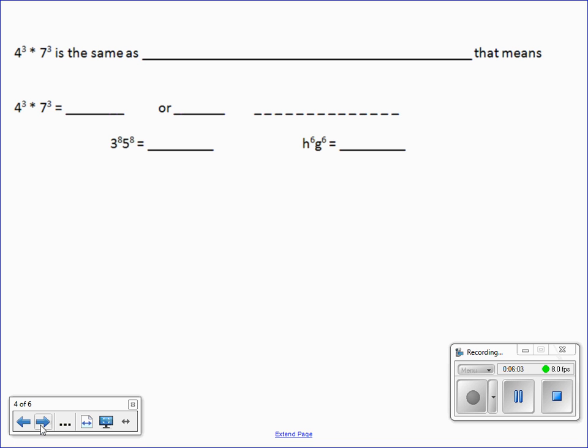Last term for today's notes here, last little part of exponents. If I have different bases, 4 and 7, but they're raised to the same power, both the 3rd power, we're going to look at what we do with that. So we have 4 cubed times 7 cubed. That's the same as 4 times 4 times 4 times 7 times 7 times 7.